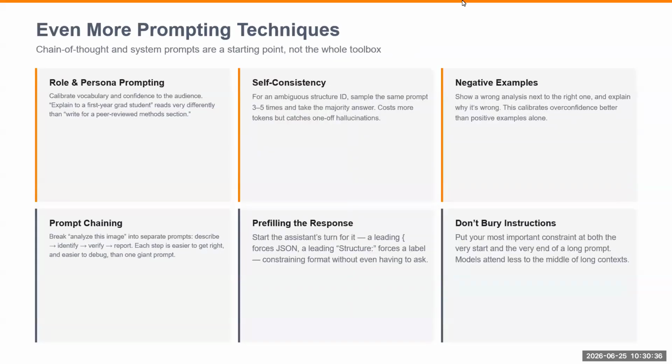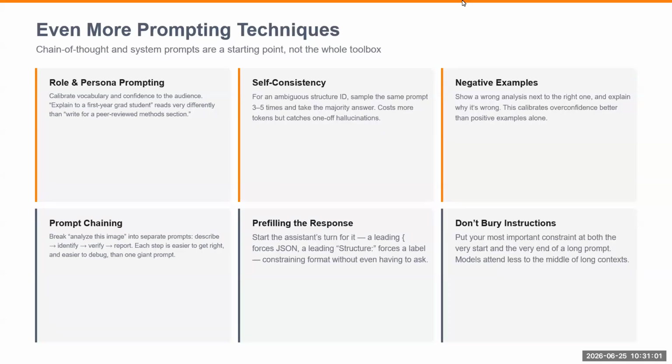There are many more prompting techniques. For example, we could do role and persona prompting. So for example, we're saying, can you explain to me like I'm five, or can you act like a first year graduate student? One of the most famous ones that we like to do is say you are, for example, an electron microscopist, or something like that, right?